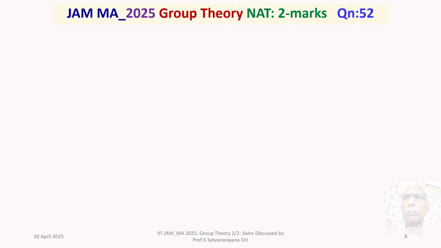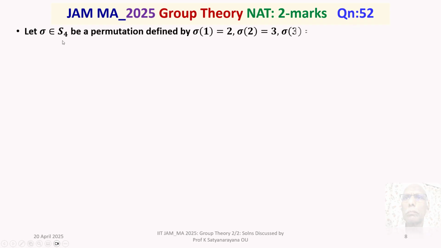Right. This is a numerical answer type question, NAT, for 2 marks, and it is question number 52. Let sigma belong to S4. It's a permutation defined by sigma of 1 is 2, sigma of 2 is 3, sigma of 3 is 1, and sigma of 4 is 4. So it's a permutation that fixes 4.